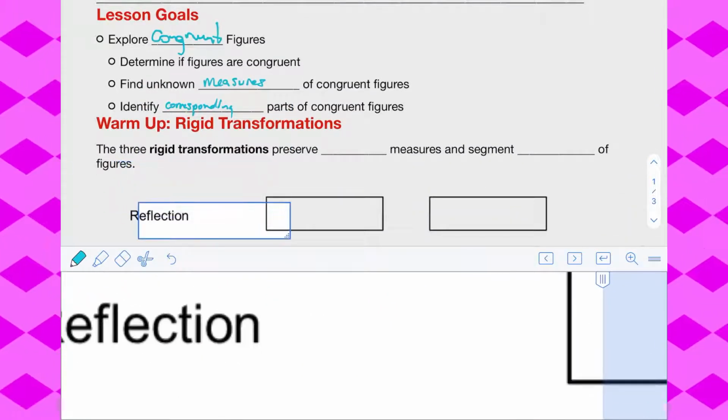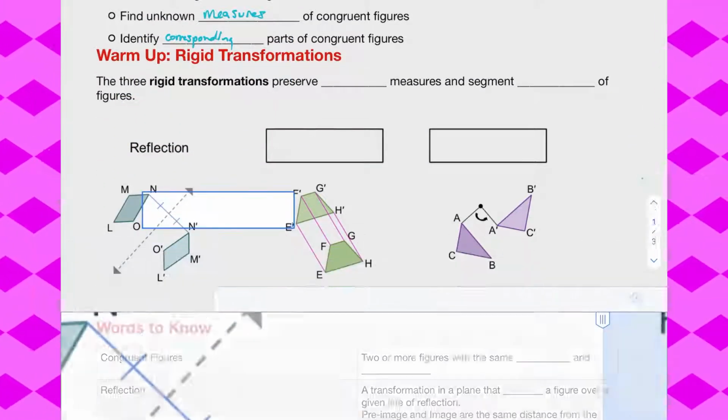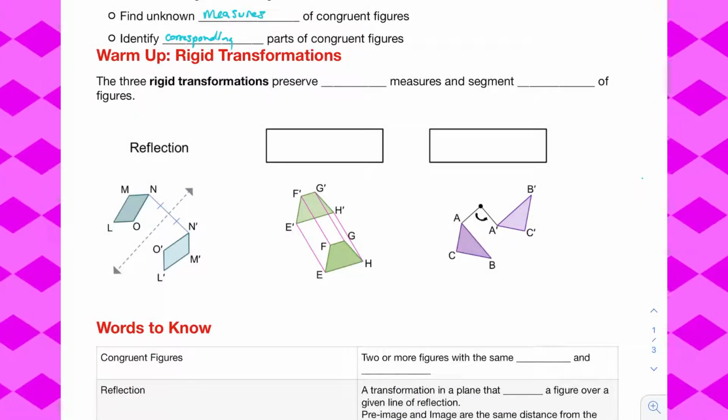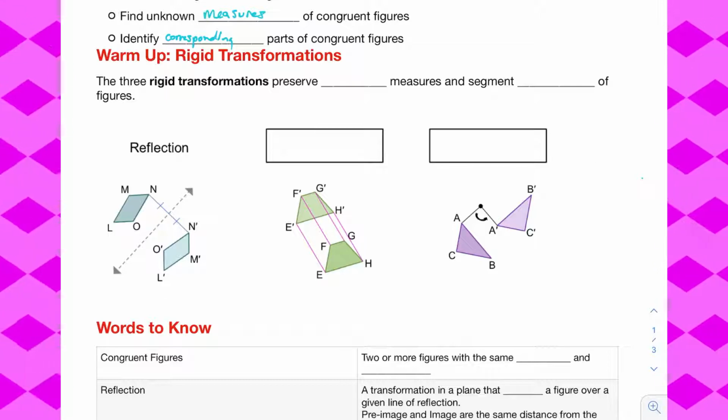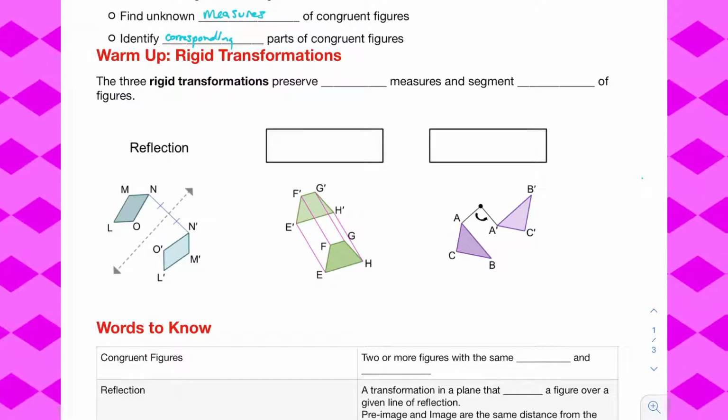All right, so warm-up time. I'd like to go over rigid transformations. So take a moment, pause right here, and unpause it in about 3 seconds as soon as you're done with this warm-up to check the answers.